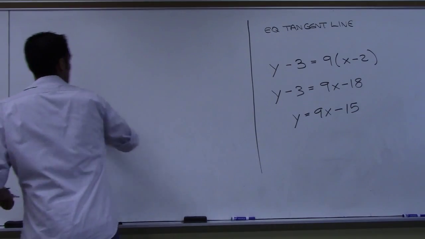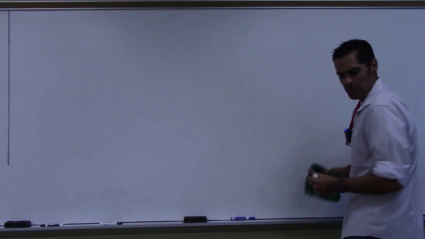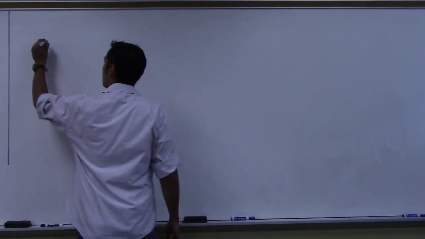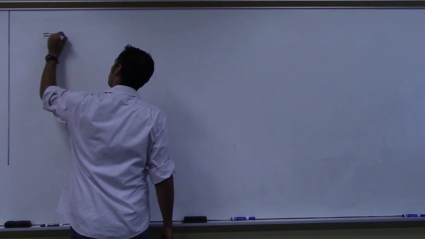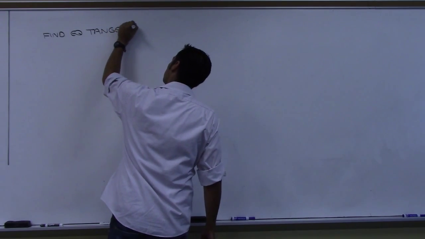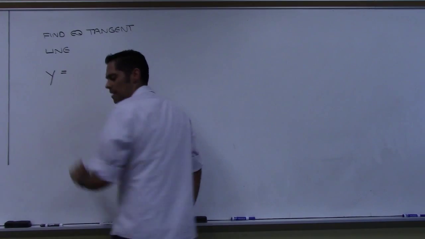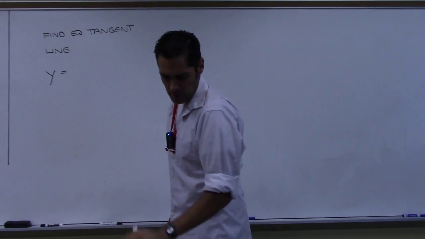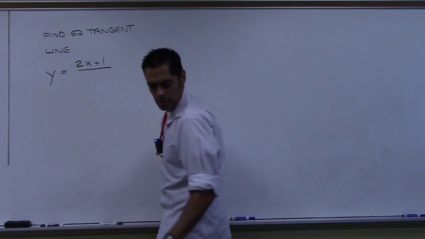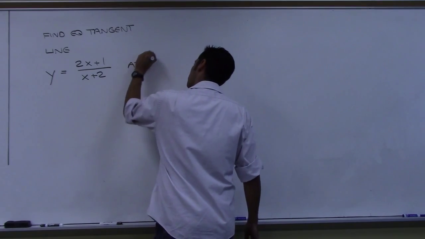So let me do another example, because the algebra of this one was pretty clean. Next one, not so much. So we want to find the equation of the tangent line to the function y equals (2x plus 1) over (x plus 2) at the point (1, 1).